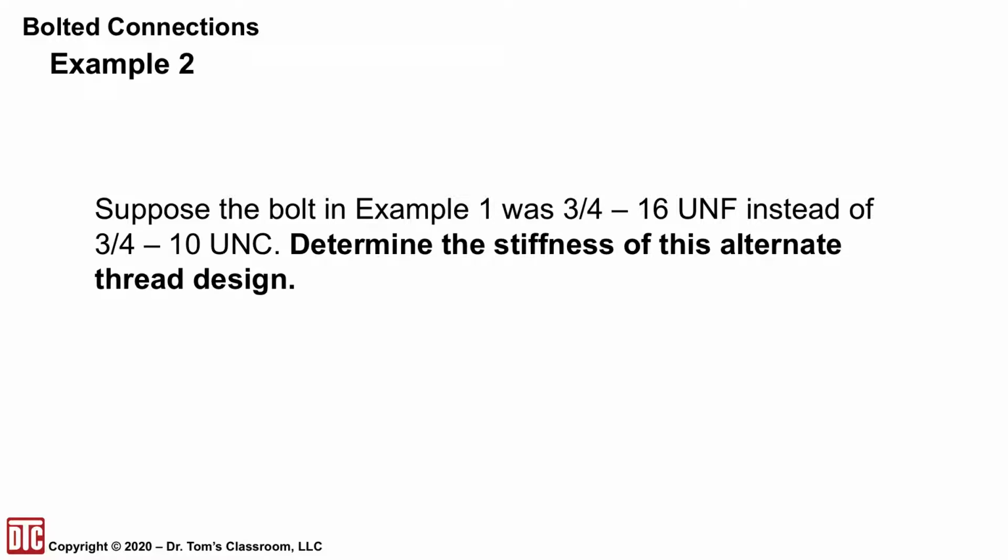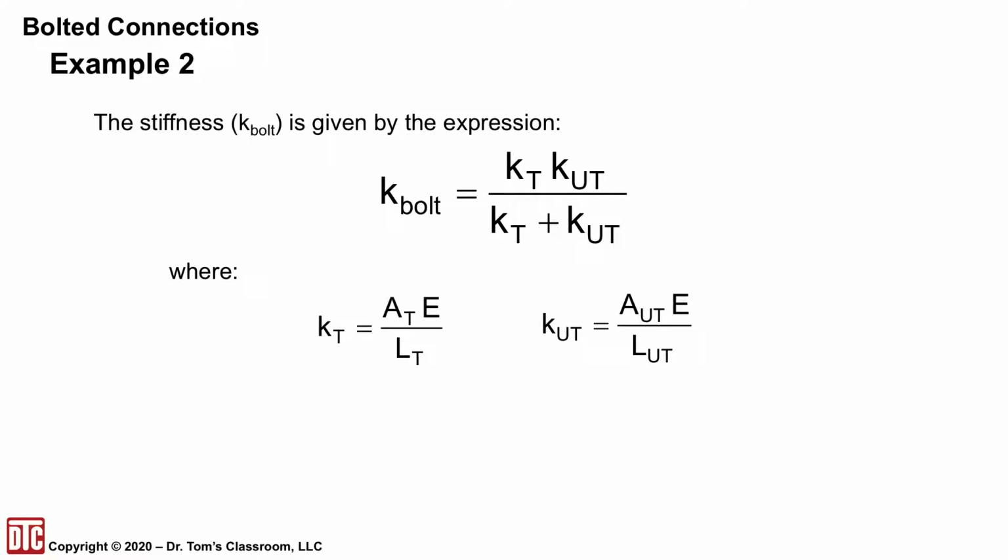Well, let's suppose that instead of being a coarse threaded bolt, it's a fine threaded, so it's a 3/4-16 instead of the 3/4-10, and so determine the stiffness of this alternate thread design. Okay, well, we still have the same equation for K bolt and the same equation for K sub T and K sub UT.